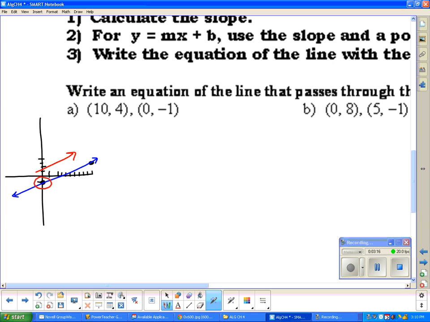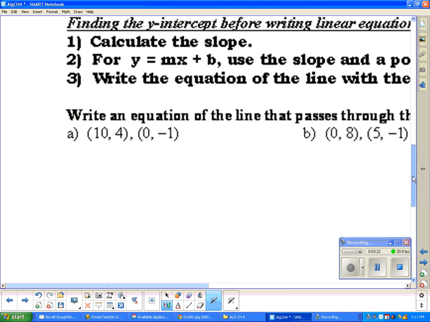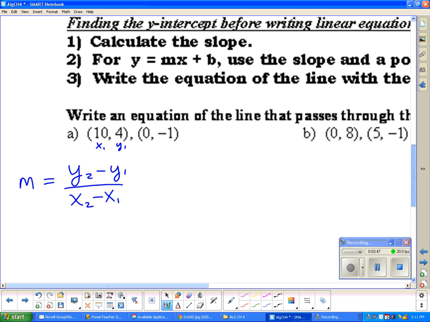So, step 1 up here says to calculate the slope. So, we're going to go back to the slope formula, which if you don't remember, m was equal to the change in y's. So that means I'm going to take both my y's and subtract them. And then I'm going to take both my x's and subtract them. Now, which one is y2, which one is y1? It doesn't really matter. Maybe this is x1, y1. Maybe this one is x2, y2. Doesn't really matter, but you just need to pick one and go with it.